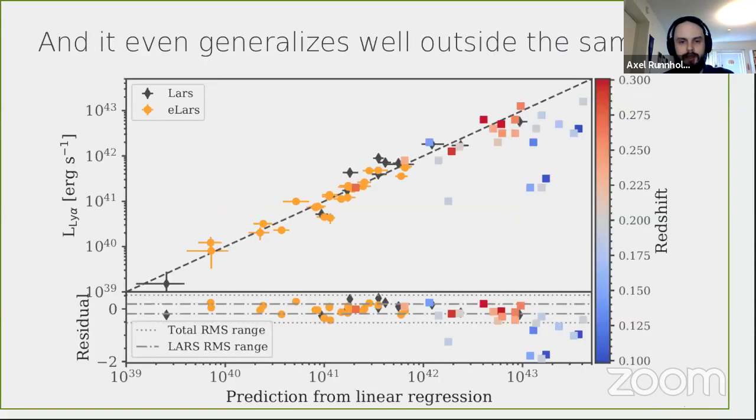This was based on galaxies in Yang et al. 2017. And here we see that result. So we have our relation that is fitted only to the orange and black points in this figure. And then we have the squares that are predicted from our relation. And what we can see is that we actually generalize quite well.